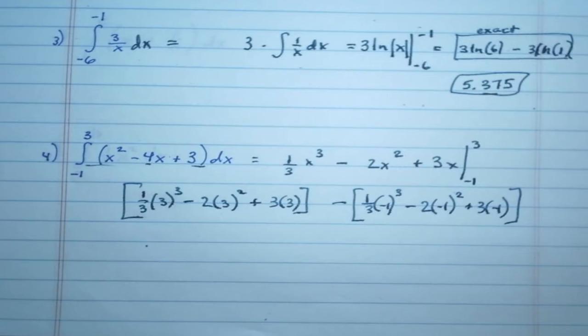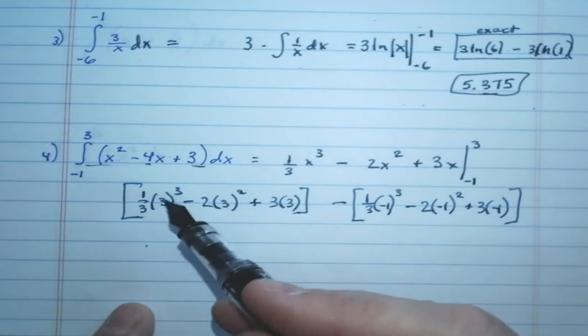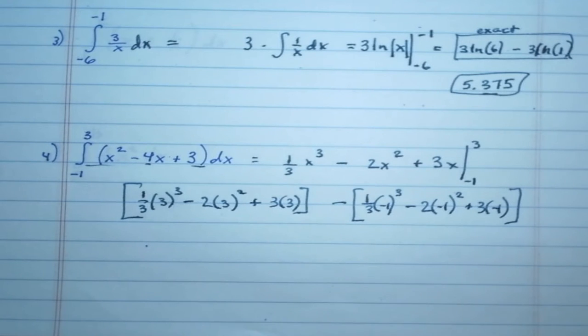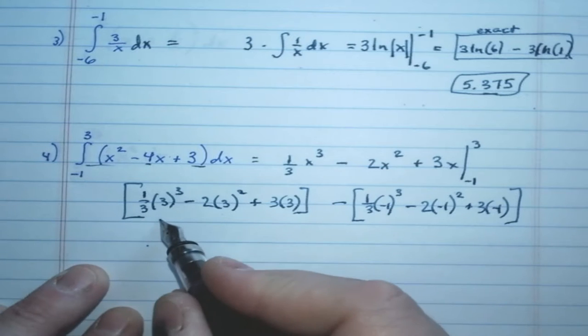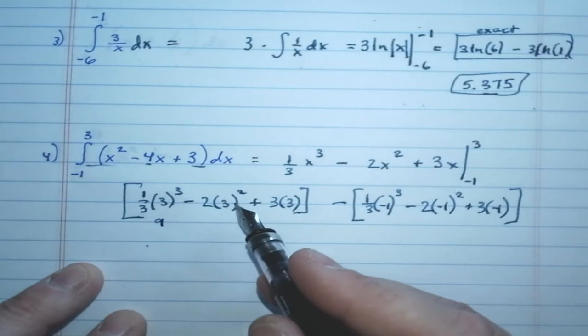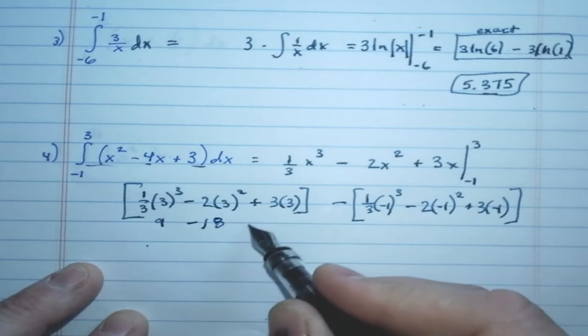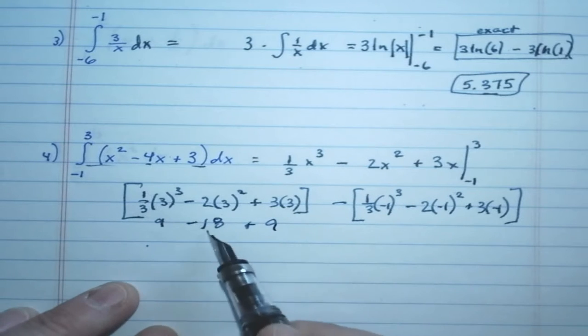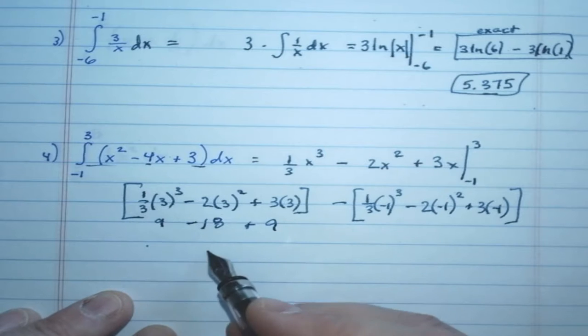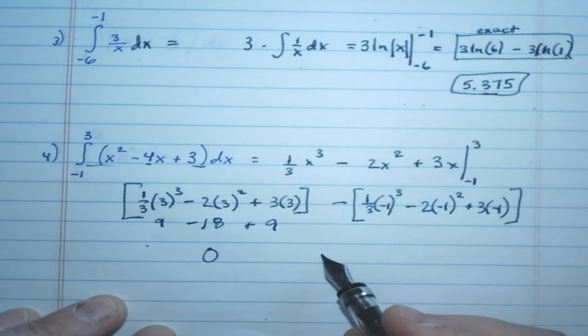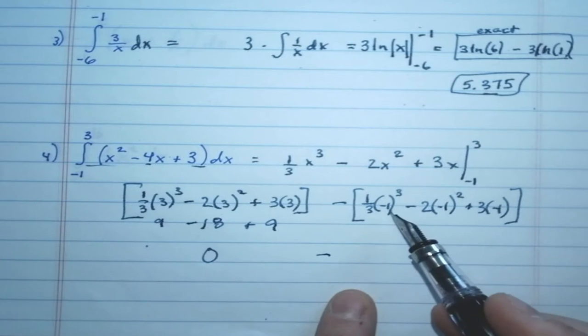Wow. And so we're going to start typing, right? So I know 3 cubed is 27, and 1/3 of 27 is 9. So that'll be 9. And then 3 squared is 9, and 2 times 9 is 18, right? And then 3 times 3 is 9. And so I get 9 minus 18 plus 9, which magically comes out as 0.